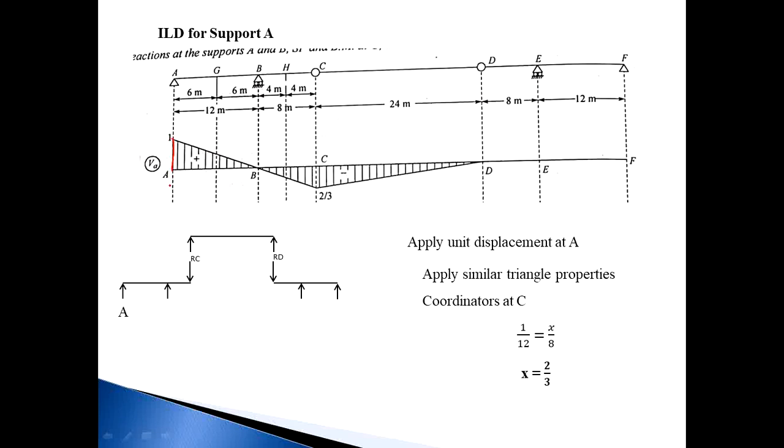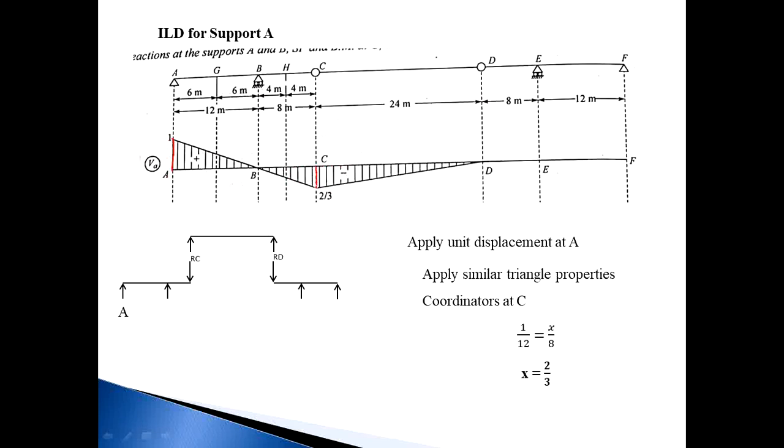And whenever the load lies at point A, at the same time the RB value, or the ILD coordinate for B, is 0. So we need to calculate the coordinate at C. So deflection means this is one at point A. When the load is at A, RA will be 1. When the load is at B, RA will be 0, as the load moves to B. Similarly, by using similar triangle properties, we can easily calculate the next coordinate.